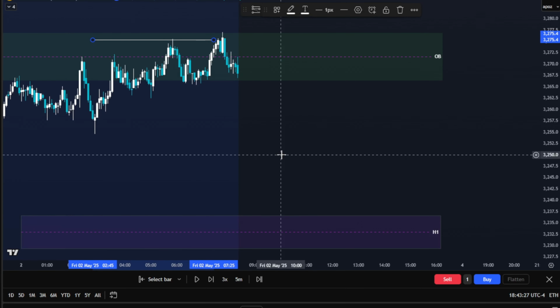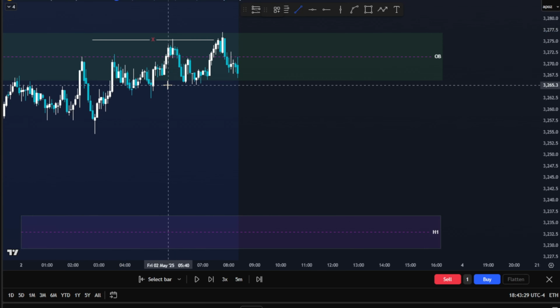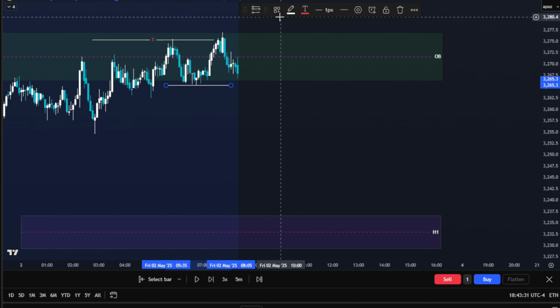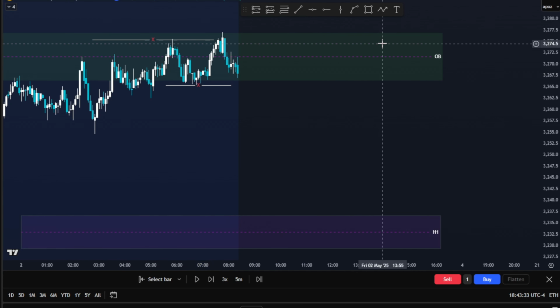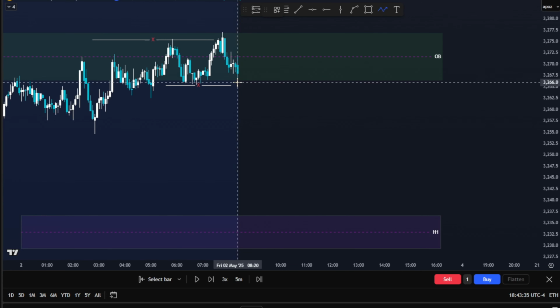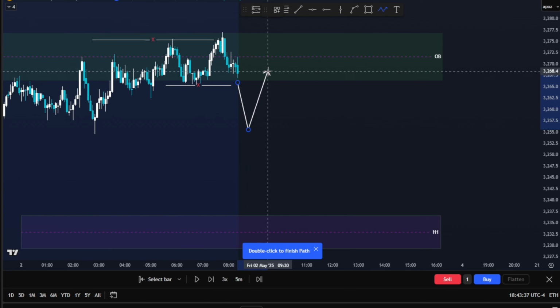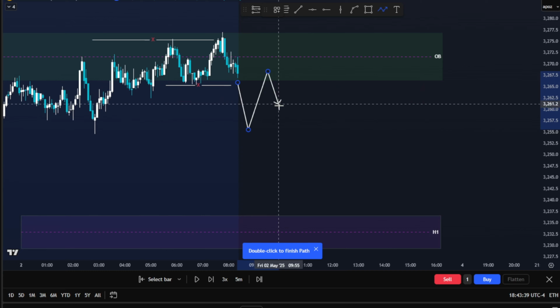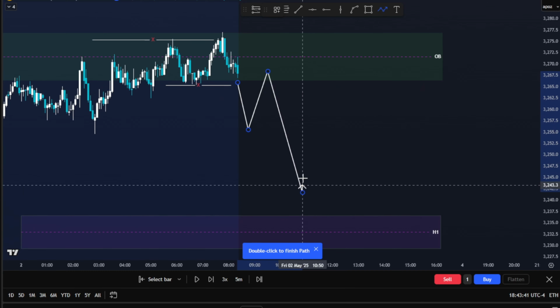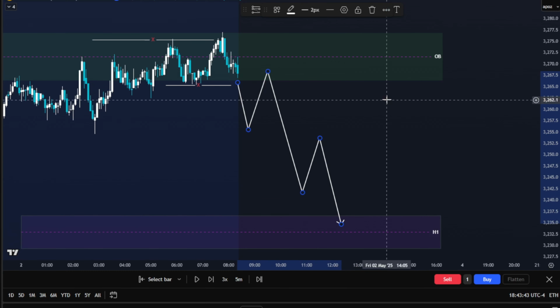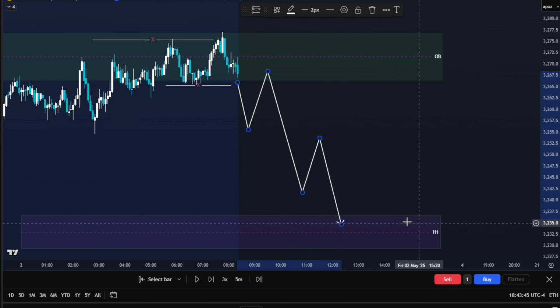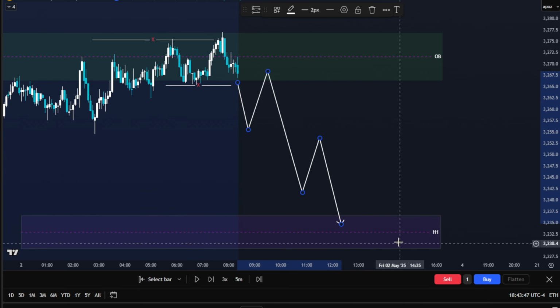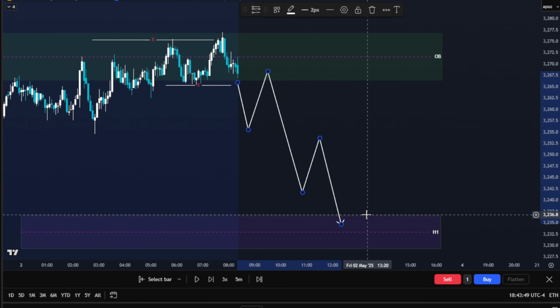So what I'm waiting for is some sort of market structure shift down here, right? Once there is a structure shift, I want to pull back into my key interest zone, same thing as well, and then target this 1 hour fair value gap down here. So this is the sell side I want to look for.